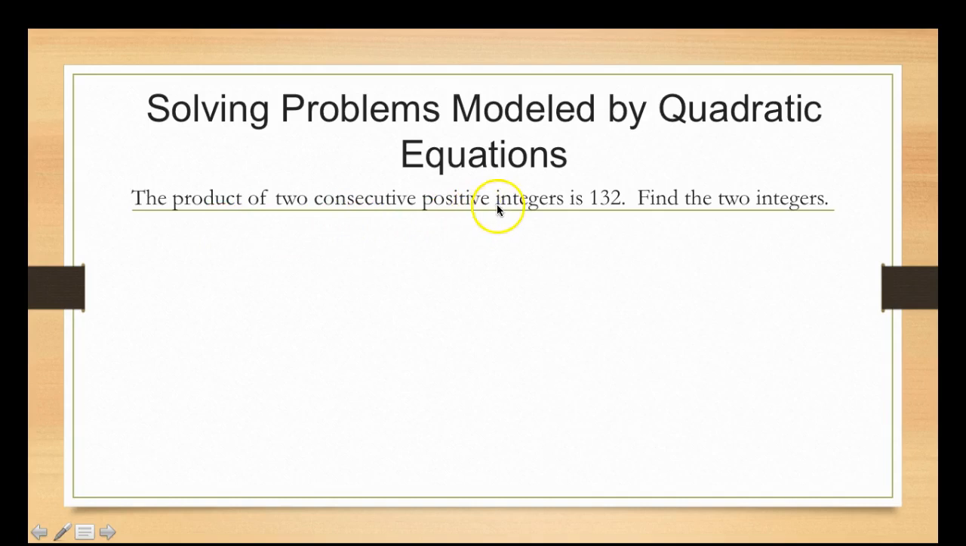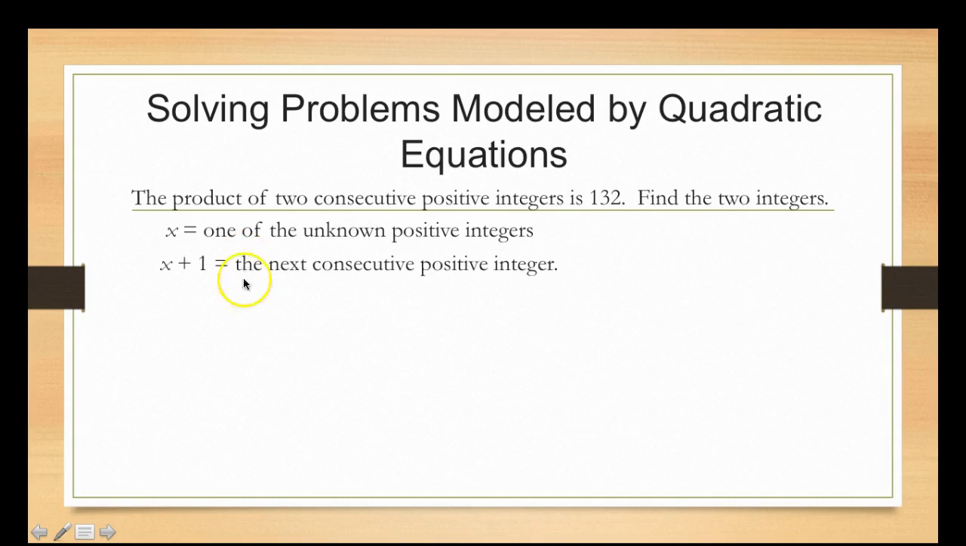The product of two consecutive positive integers is 132. Find the two integers. Well, let's first write down what we know. The product of two positive integers. The product means that you multiply. So if the first integer is x, the next integer must be x plus 1. And so the product of those two means we must multiply those together, and our answer is 132.